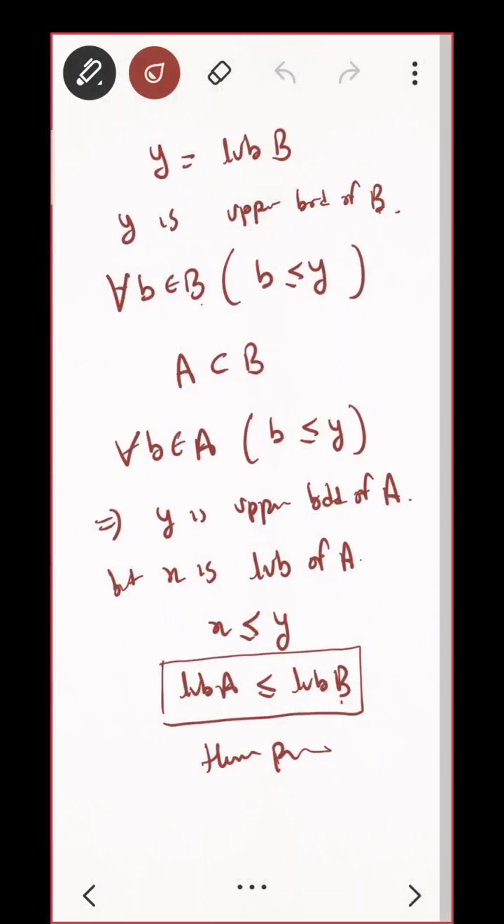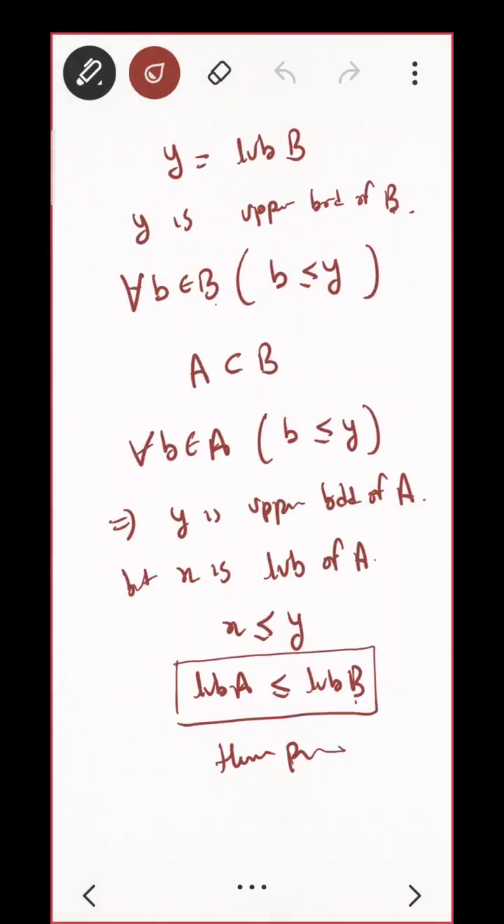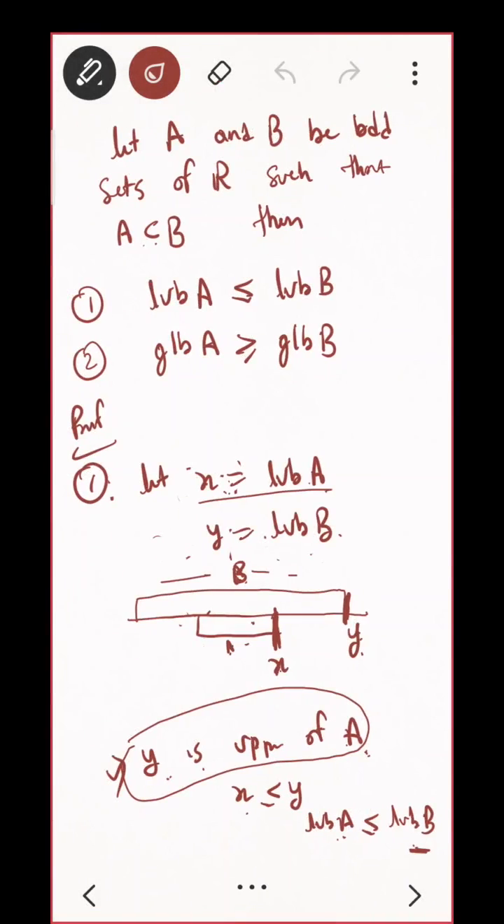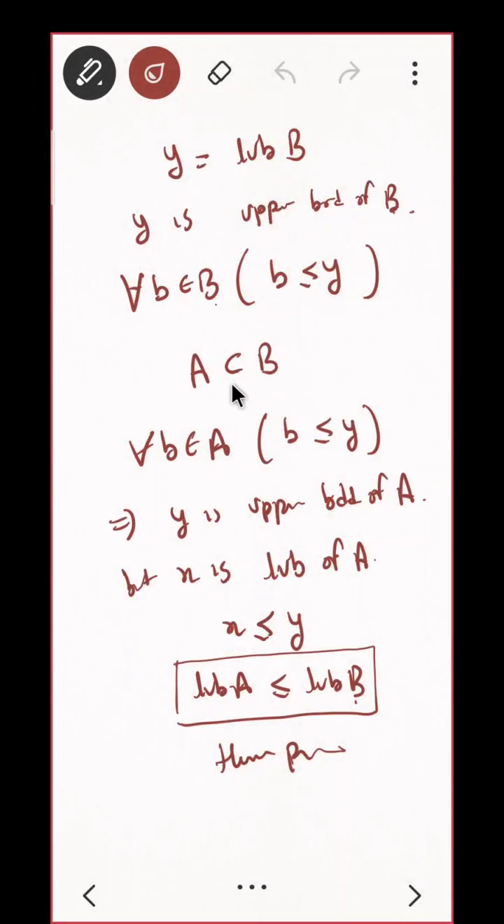Shall we start the second, GLB part? What you have to prove is GLB of A is greater than or equal to GLB of B. See, one more condition: have I ever used strict inequality here? Is equality needed here, or is strict enough? Because this is the whole set, B is the bigger set, correct? Whatever is true for B is true for any subset, so why do I need to take B?